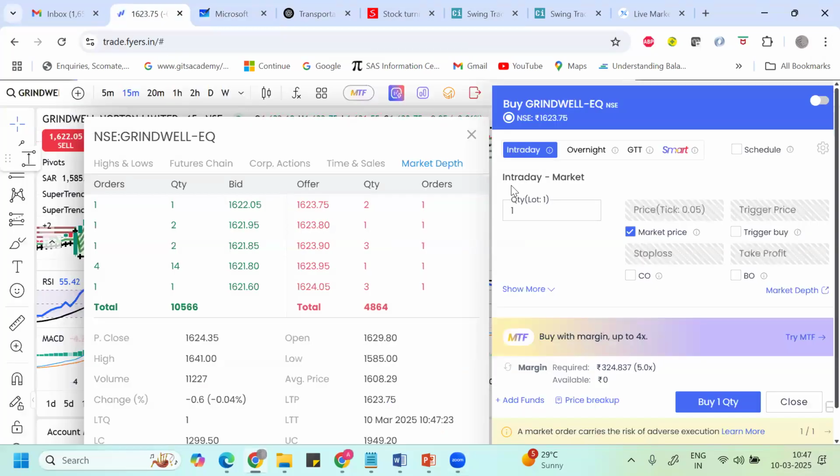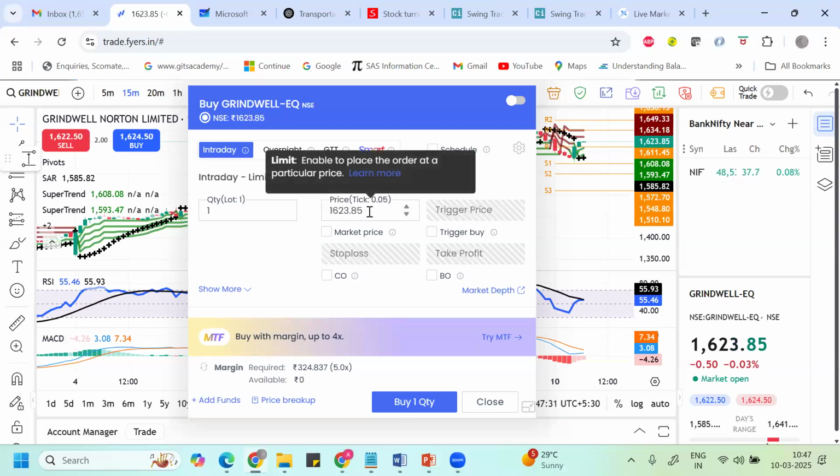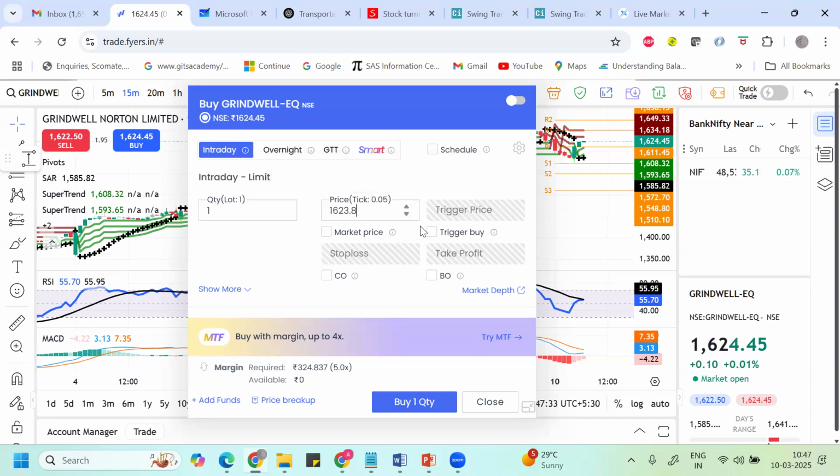Imagine if I want to buy Grindwell stock. Here I have the option of a market order, or I can put a limit order. In a limit order, I'll say I'll not buy now. I'll buy only when it comes to 1632. If I place the order, it would act like a passive order, and once it becomes 1632, only then my order will get executed. That is called a limit order. You can see the summary of that limit order here.